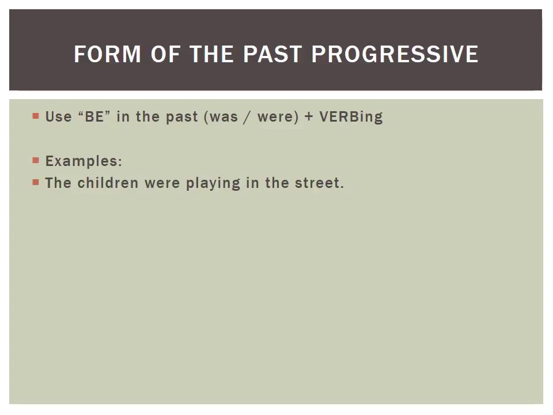The children were playing in the street. Our past progressive verb is were playing. We use the past form of be, were, in the plural form because we have many children or more than one child, and the main verb play with ing on the end.